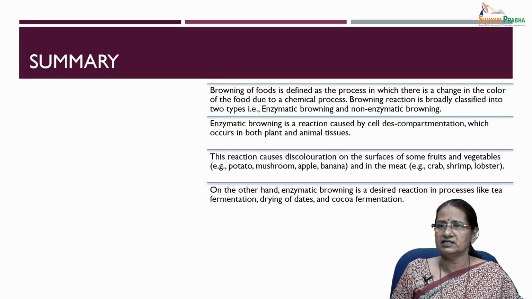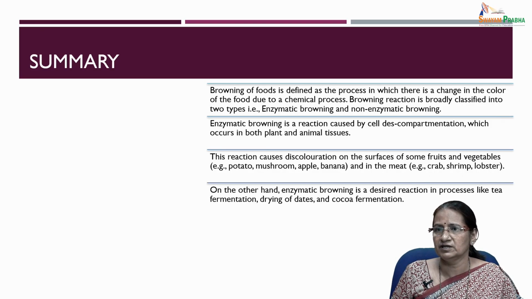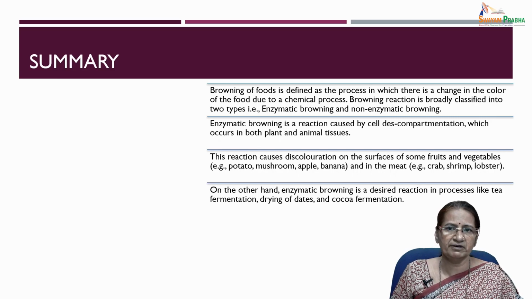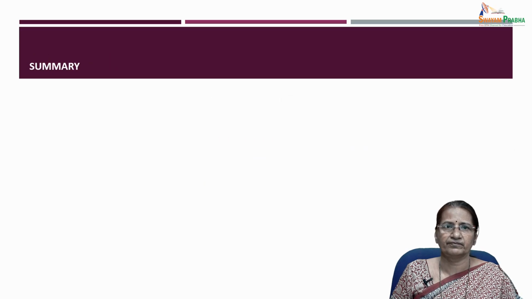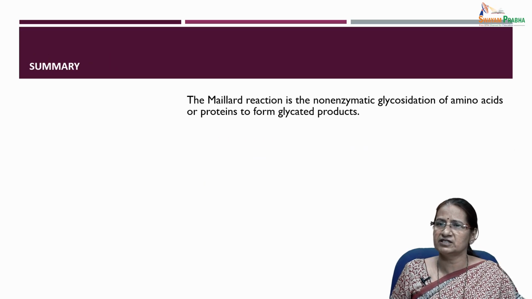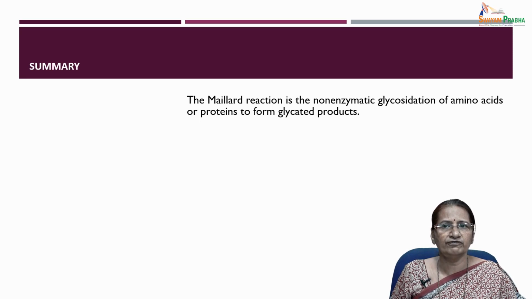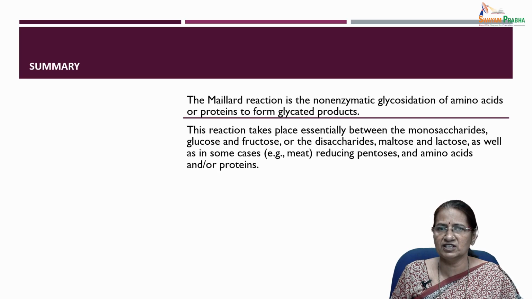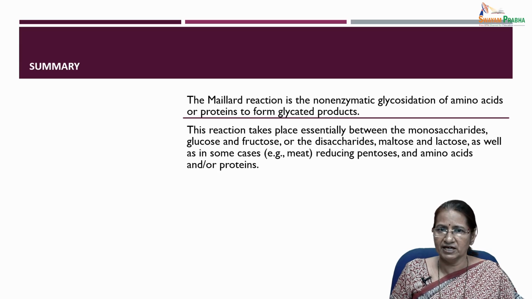On the other hand, enzymatic browning is a desired reaction in processes like tea fermentation, drying of dates, and cocoa fermentation. The Maillard reaction is the non-enzymatic glycation of amino acids or proteins to form glycated products. This reaction takes place essentially between the monosaccharides, glucose and fructose, or the disaccharides, maltose and lactose, as well as, in some cases, for example meat, reducing pentoses and amino acids and/or proteins.